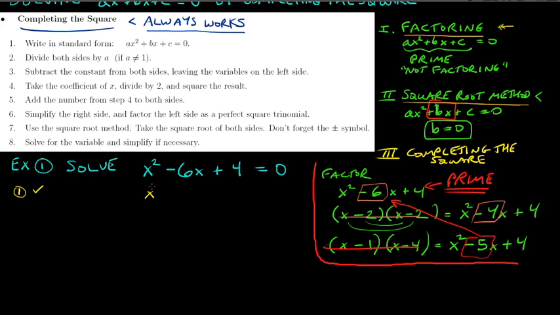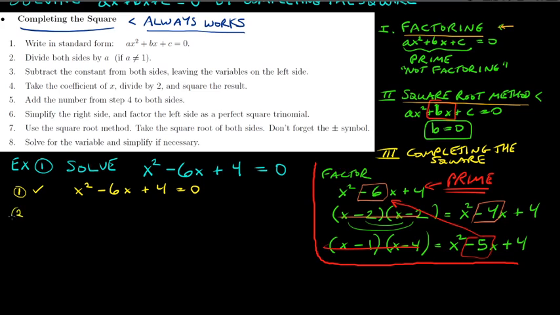If it's not, let's say it's x squared equals 6x minus 4, then you have to subtract the 6x and add the 4 to both sides to put it in standard form. But in this case, that was done for us. So at this point, this is already in standard form: x squared minus 6x plus 4 equals 0.